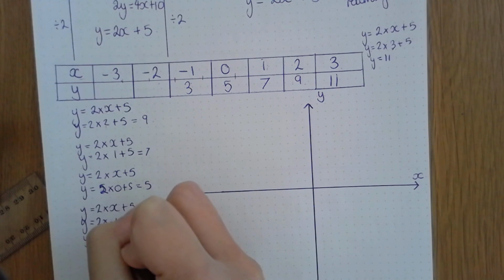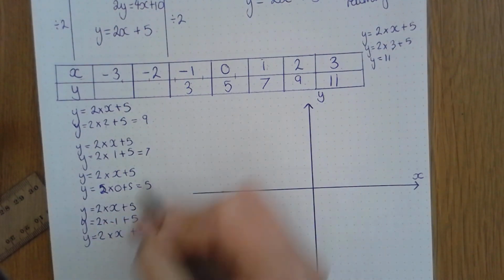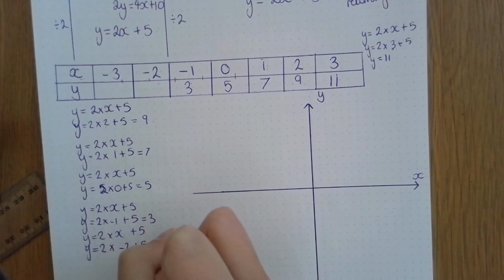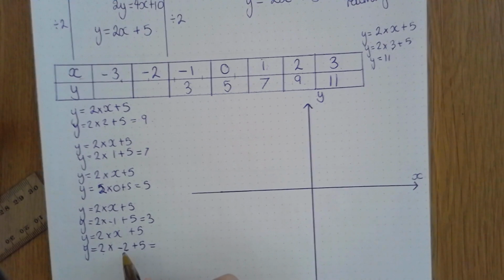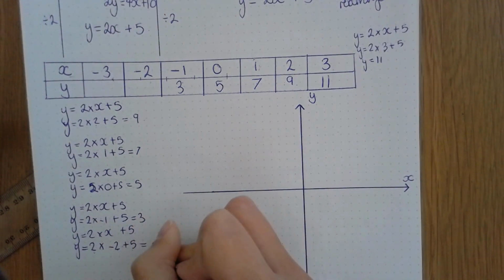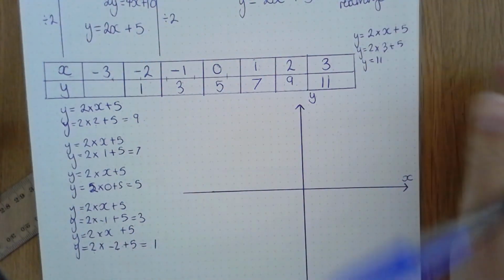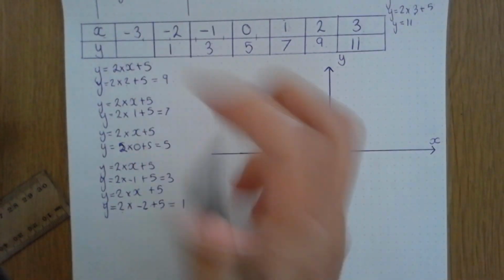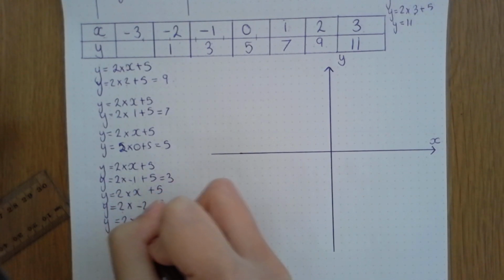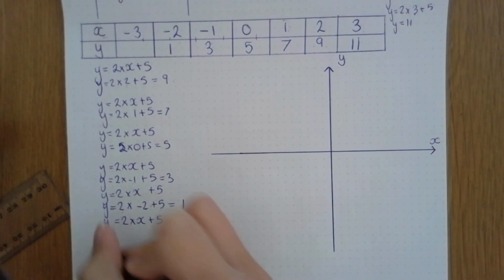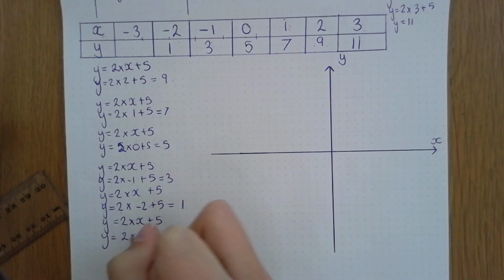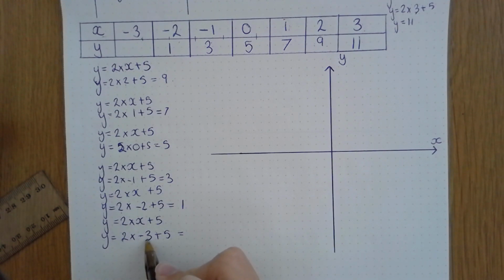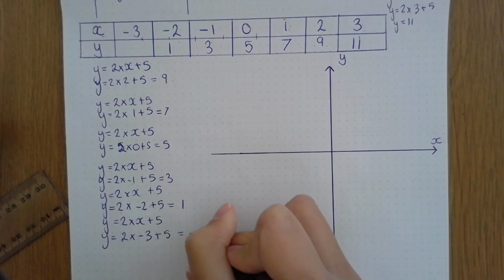Y equals 2 times x plus 5. This time we're going to use x is negative 2. So y equals 2 times negative 2 plus 5. 2 times negative 2 is negative 4. Add 5 is 1. So we're going to put 1 in the box. Now we're going to do our last one, which is negative 3. So 2 times negative 3 plus 5. 2 times negative 3 is negative 6. Add 5 is negative 1.